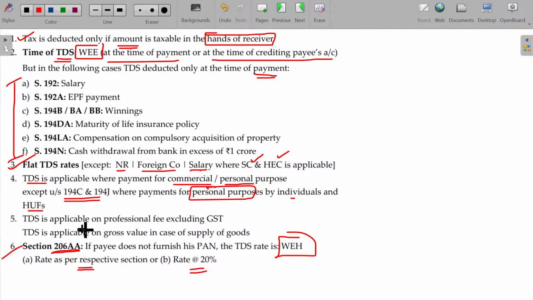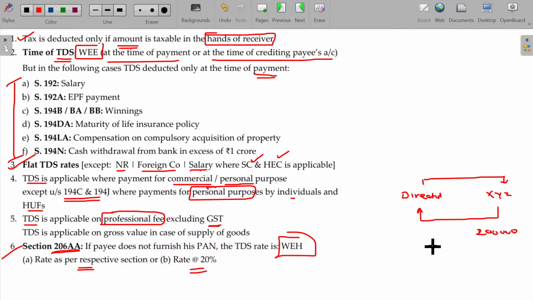Right. Usually TDS will be deductible on any professional fee, and you have to exclude the GST. For example, a director renders directorship service to XYZ company. For that, a directorship sitting fee is payable, probably around 2 lakhs. The applicable GST in this case being, say, 18%, is 36,000. So the overall payment is 2,36,000. But TDS will be deductible only on the 2 lakhs, not on the total value.